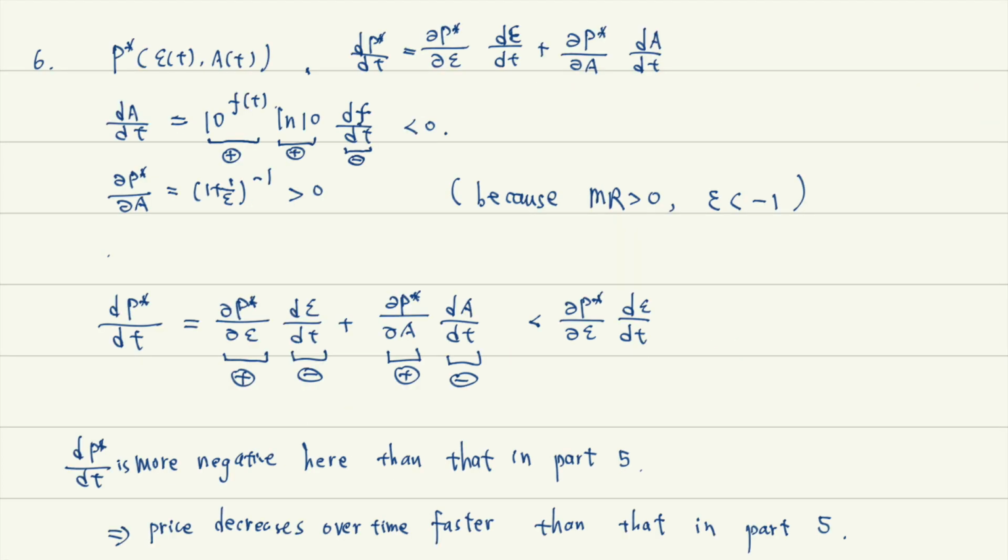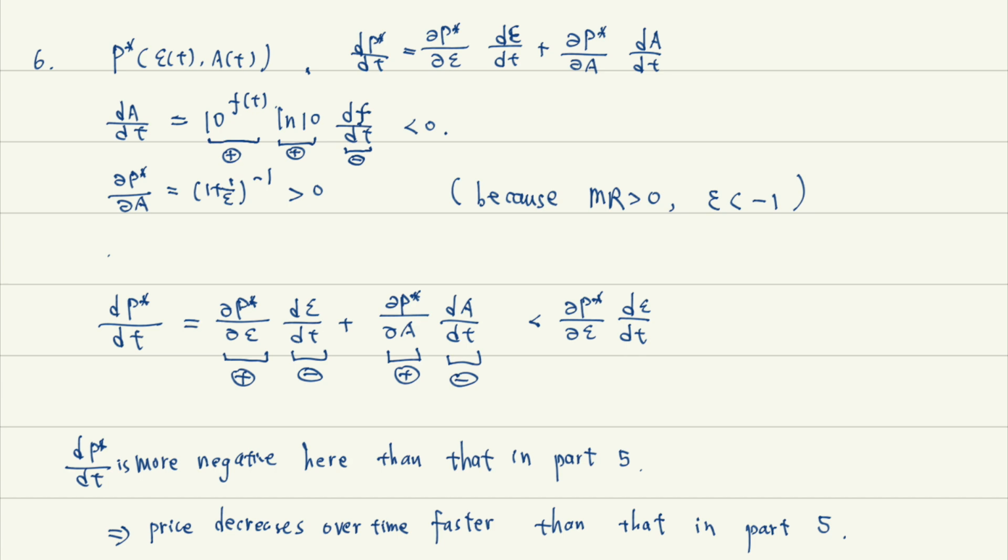For question 6, A is also a function of time. By chain rule, dp over dt has two terms. The first term is the same as part 5. Let's look at the second term. dA over dt is negative. Partial p over partial A is positive because epsilon is less than minus 1.